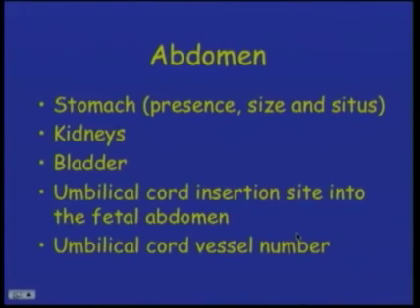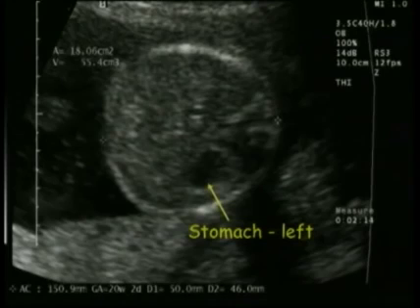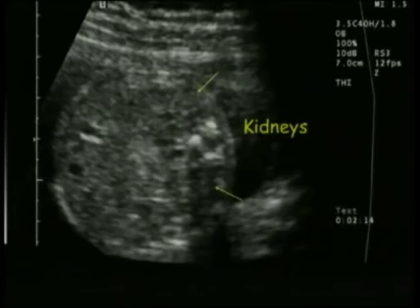We move on to the abdomen. We look for the presence, size and situs of the stomach, meaning whether it's on the left or the right. We look at the kidneys, the bladder, the umbilical cord insertion site into the fetal abdomen, and the umbilical cord vessel number. So here we have the stomach on the left and the spine is over here, and you have to know the position of the baby, that this is in a cephalic position with the spine to the left and the left side down.